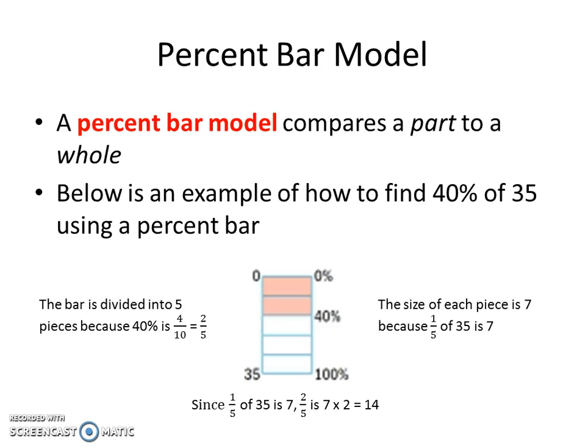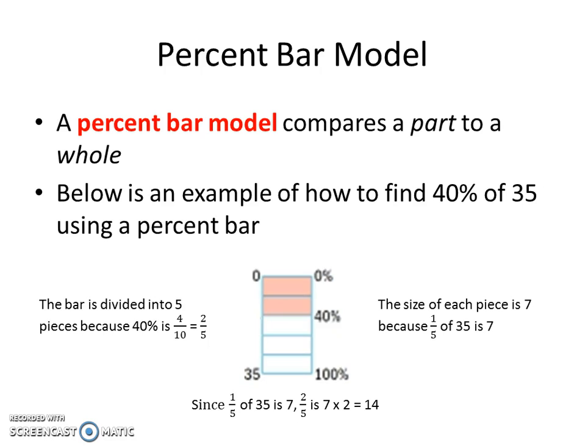Then you notice that this percent bar is divided into 5 pieces. Because if we think about 40% as a fraction, 40% would be 40 hundredths, which is 4 tenths, which can be simplified to 2 fifths. You can choose to divide this percent bar into tenths or hundredths, but fifths will be easier because it's less pieces. So 40% is 2 fifths. That's why 2 of the pieces are shaded.